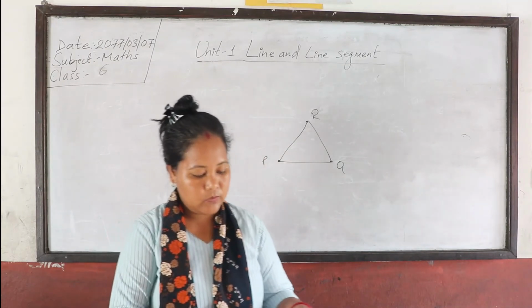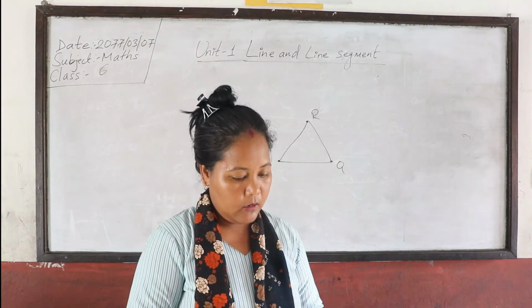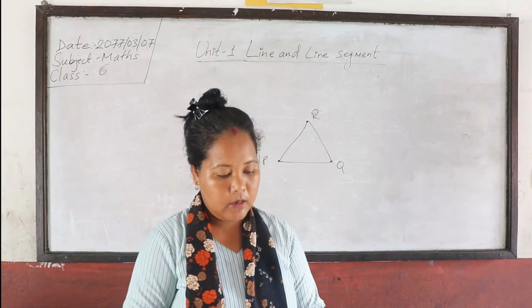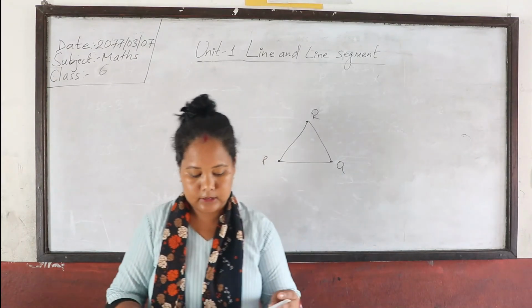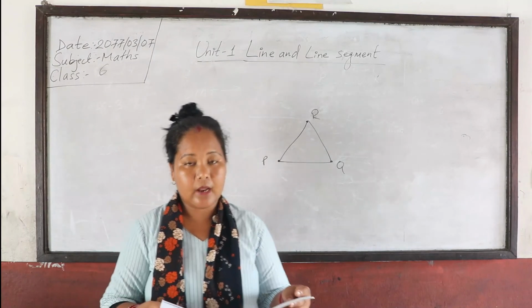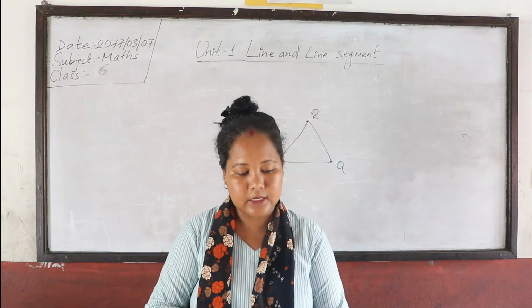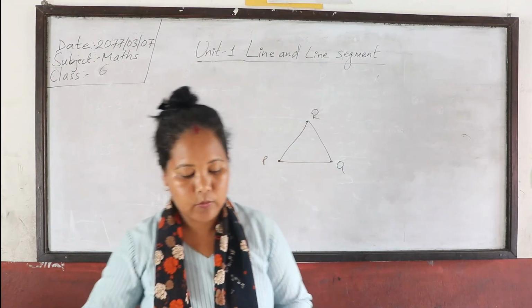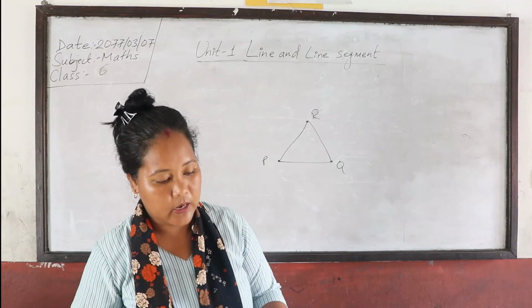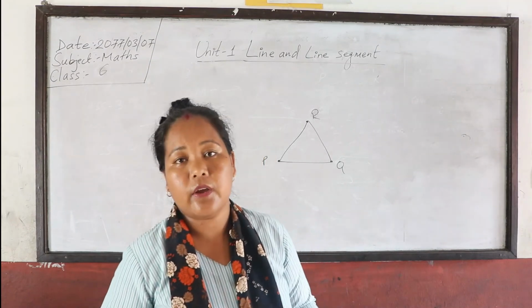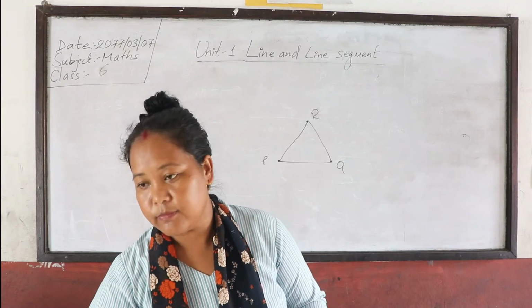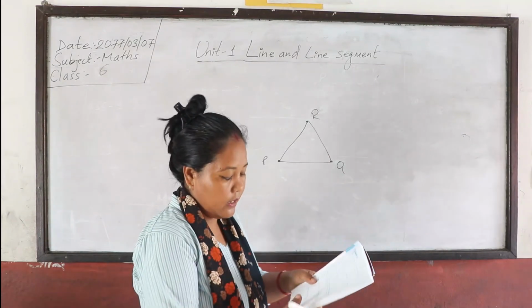Like this we completed our review session, and in our next classes we will read about parallel lines and intersecting lines. Okay, your homework is exercise 1.1. Complete it. If you have any confusion or problems there, then you can ask me.